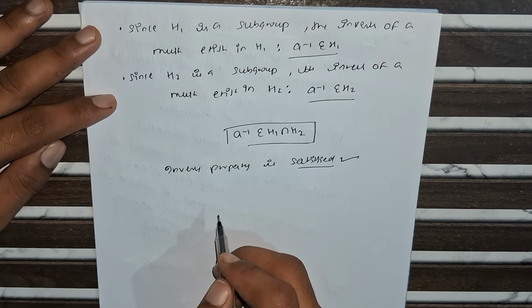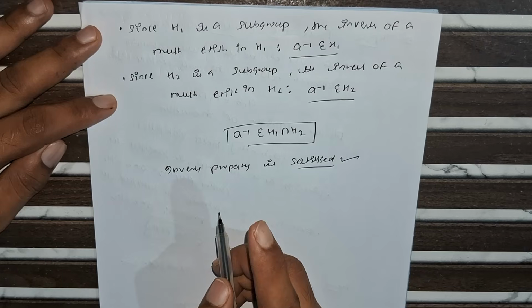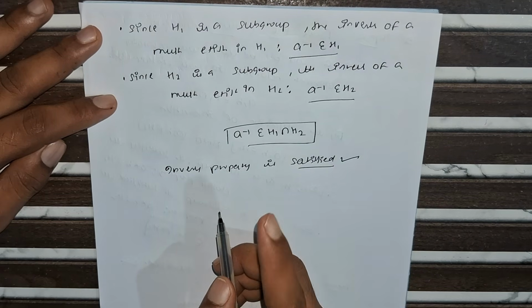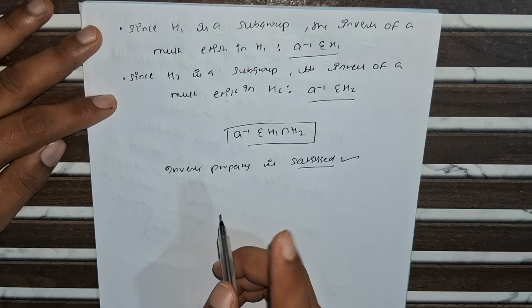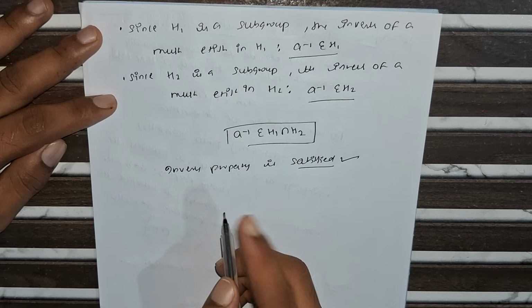So in conclusion, we can say that since the non-empty set H1 intersection H2 satisfies both the closure property and the inverse property under the operation of G, it fulfills the criteria to be a subgroup. So hence proved, the intersection of two subgroups of G is a subgroup of G.